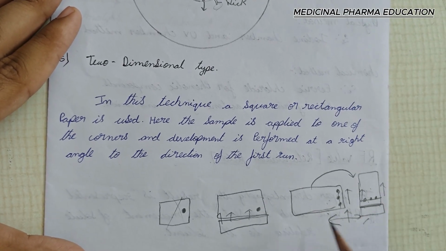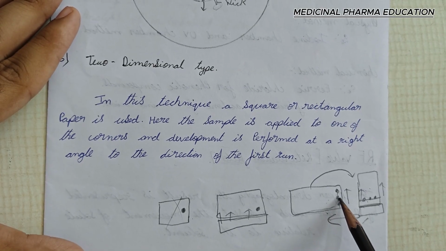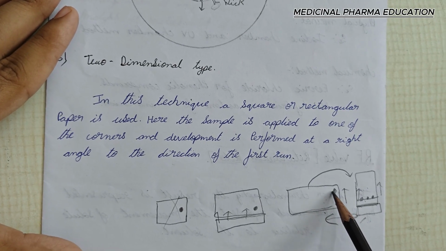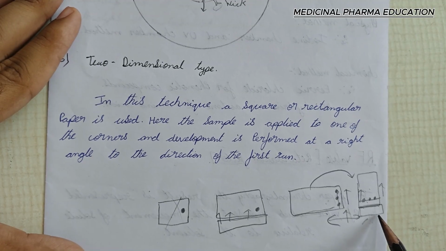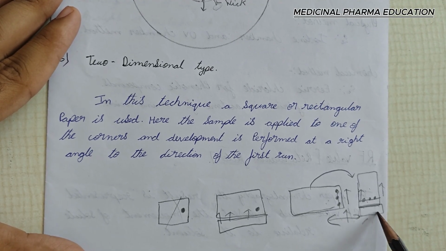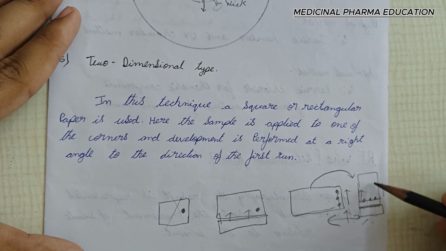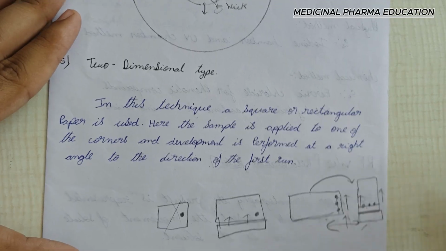Okay, first we will place the sample at the corner and the mobile phase is applied. The mixture of compounds is separated first, and then we will rotate the paper and again carry out the experiment, where after moving the mobile phase, the solutes are observed. Okay, this is two-dimensional.